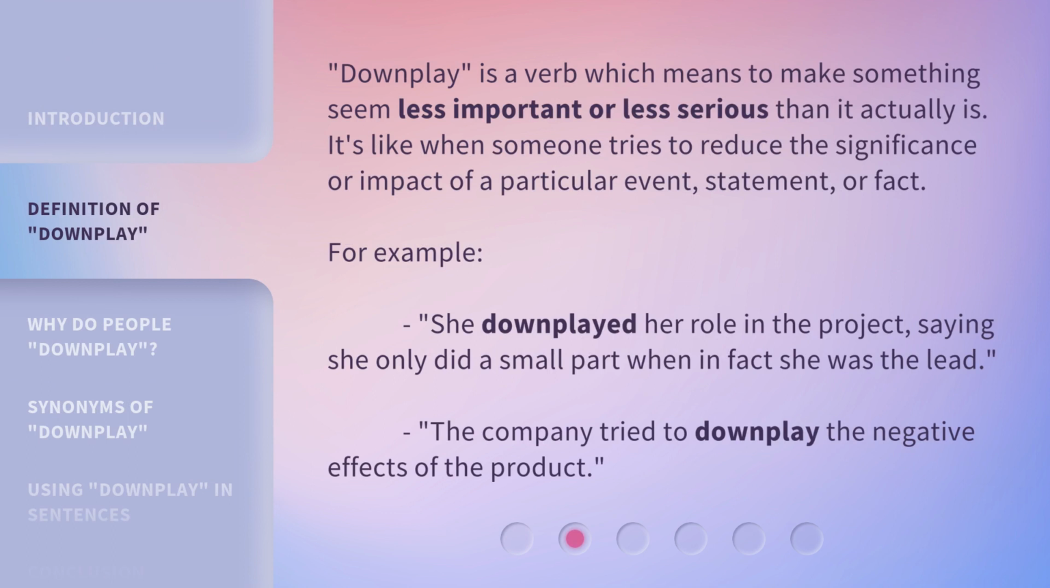Downplay is a verb which means to make something seem less important or less serious than it actually is. It's like when someone tries to reduce the significance or impact of a particular event, statement, or fact. For example, she downplayed her role in the project, saying she only did a small part when in fact she was the lead. The company tried to downplay the negative effects of the product.